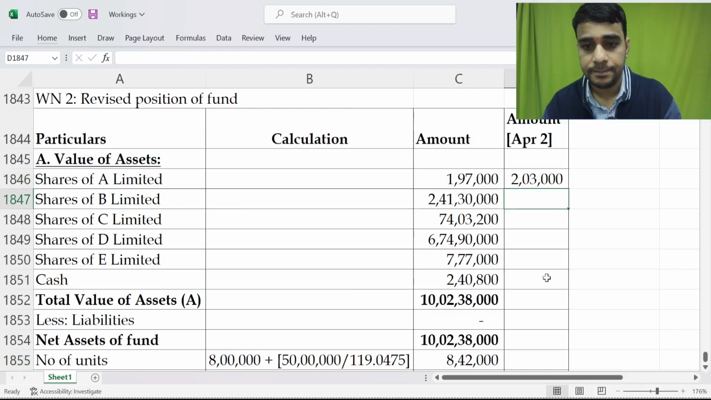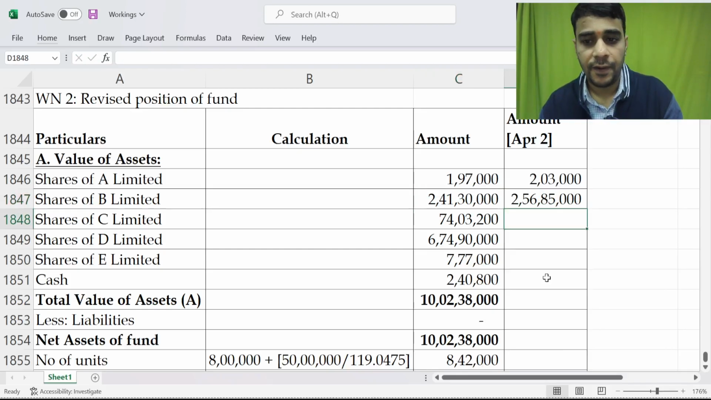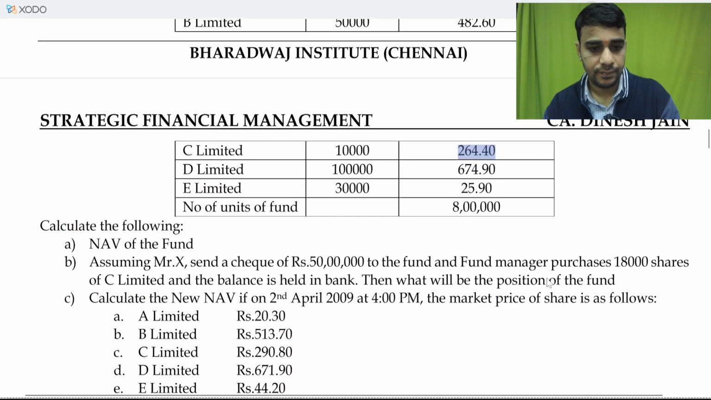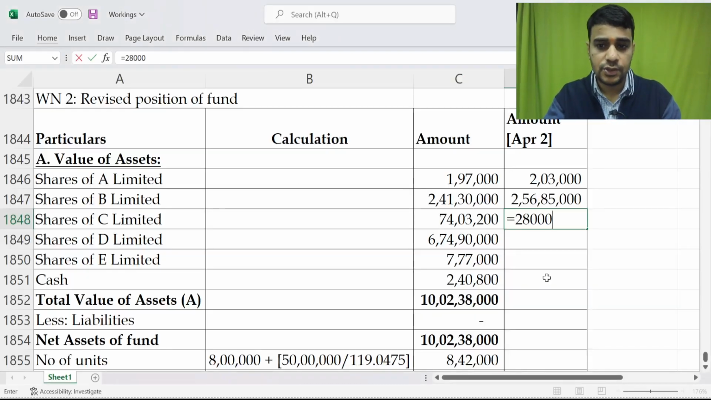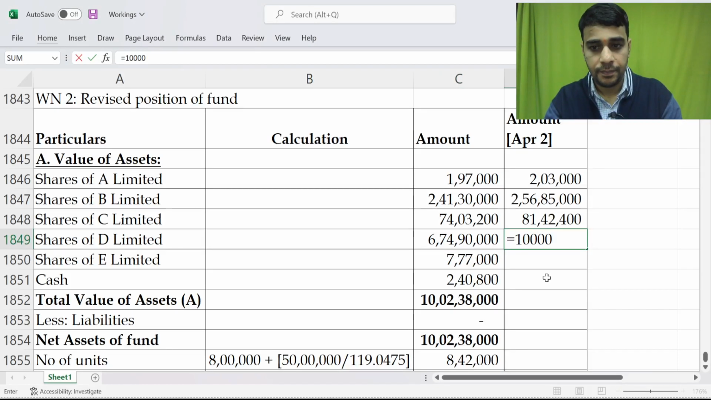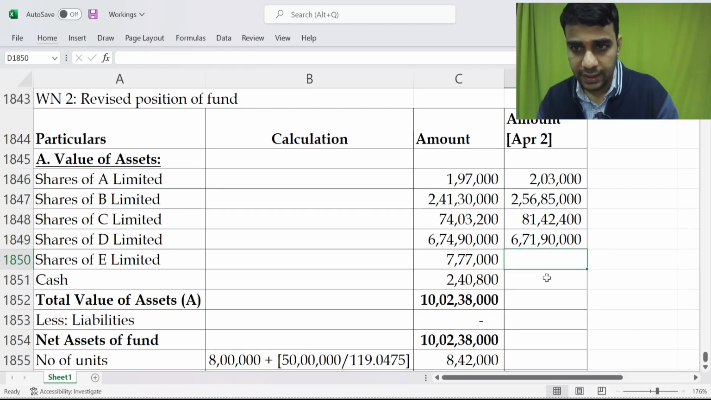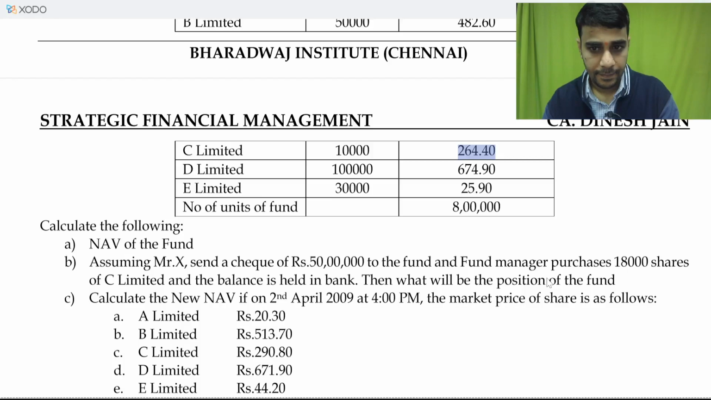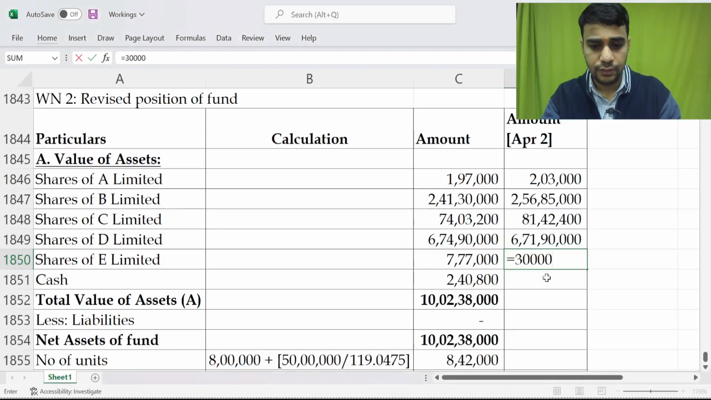10,000 into 20.3, 50,000 into 513.7, 28,000 into 290.8, 1 lakh into 671.9, 30,000 into 44.2.